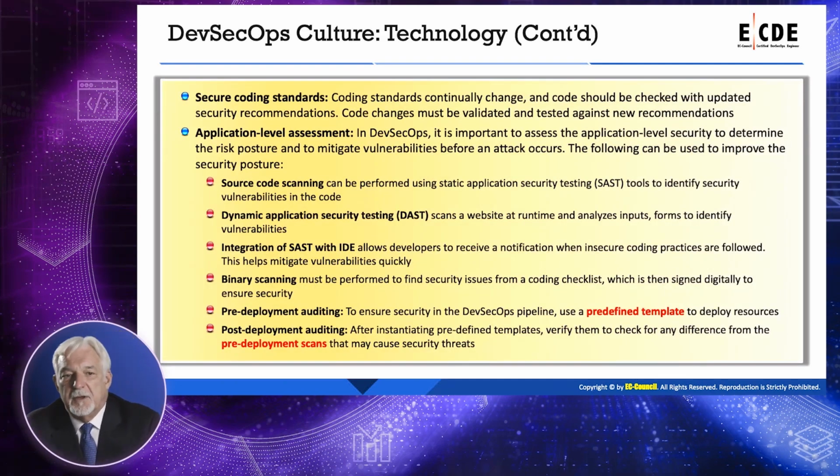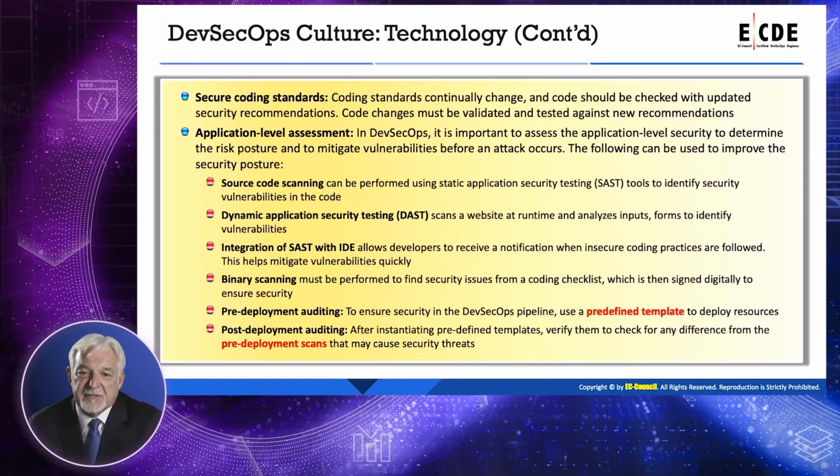Continuing on, we could use secure coding standards. Coding standards continually change, and code should be checked with updated security recommendations. Code changes must be validated and tested against new recommendations. You can use application-level assessments. In DevSecOps, it's important to assess the application-level security to determine the risk posture and mitigate vulnerabilities before an attack occurs. The following can be used to improve the security posture.